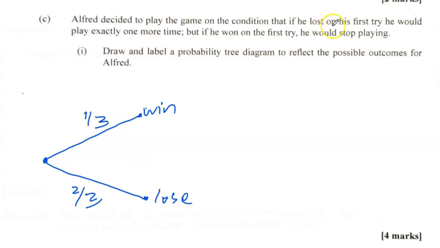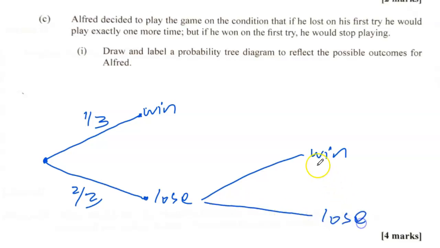Alright? Now the question says, let's see what it says again. If he loses on the first try, he will play 1 more time. So if he loses, he's going to play again. And if he plays again, he can either win the game, or he can lose the game. The probability of winning doesn't change, it's 1/3. And the probability of losing is also 2/3. And the question says, if he wins on the first try, he will stop playing. So if he wins, he stops.